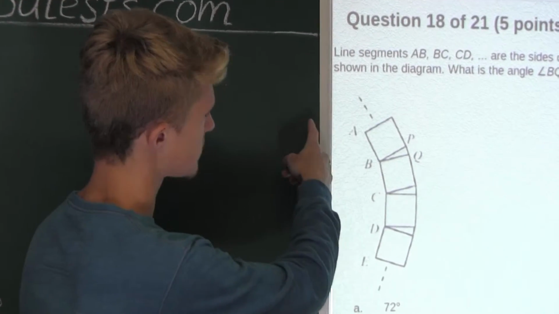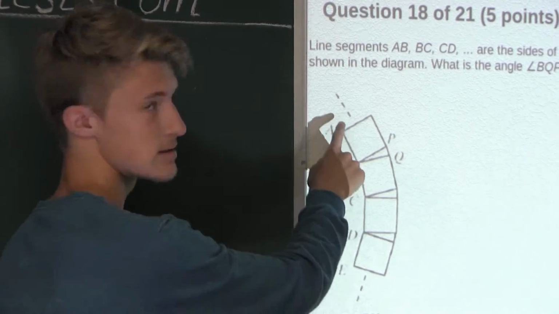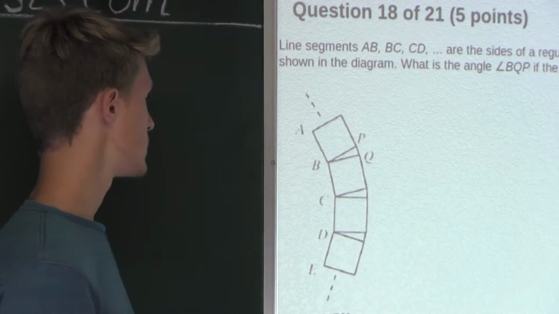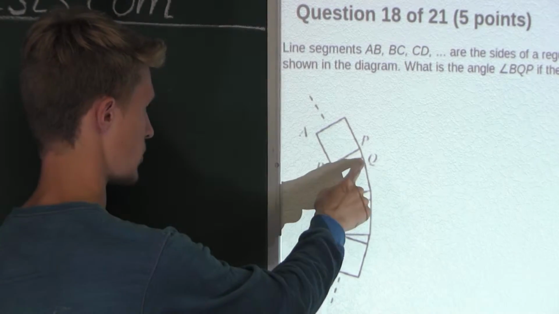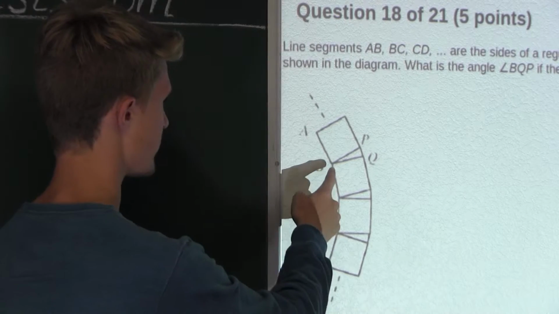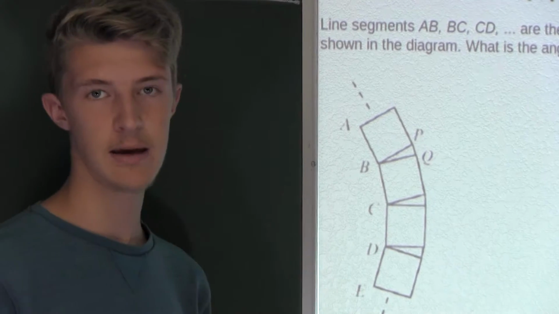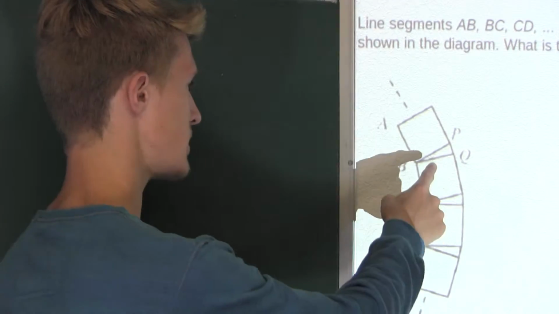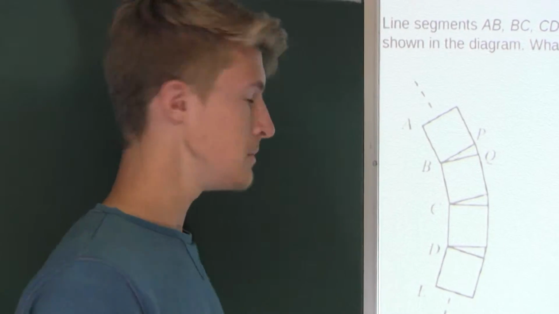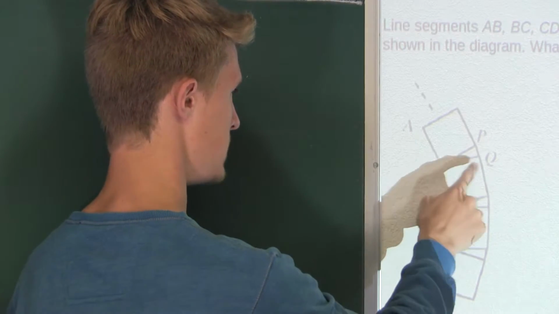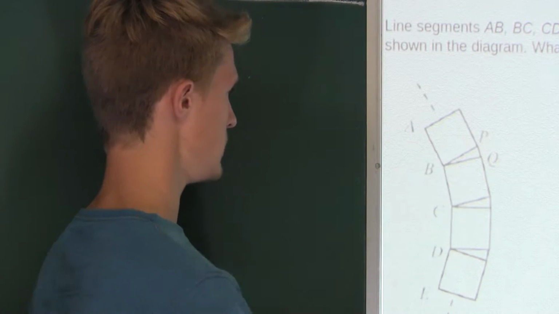Now, since it's a regular polygon, each side is the same length, and therefore each of these squares must have the same size. That means the line BP and the line BQ must both have the same length, and therefore the angles BQP and BPQ would both be the same. And since the sum of interior angles in a triangle is 180 degrees, if we found the angle PBQ, which is this small angle, we would be able to find these angles.